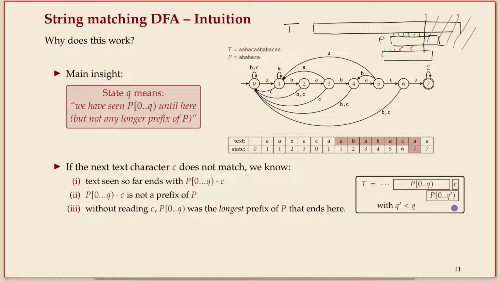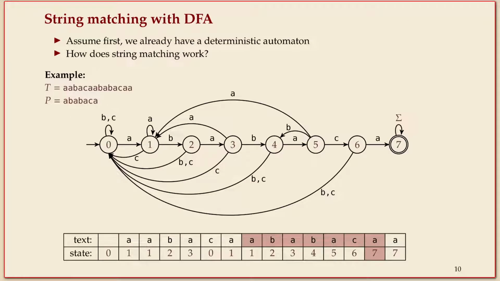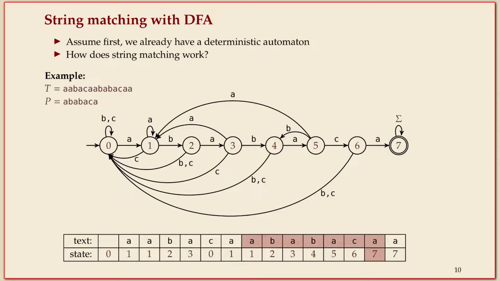Here's the picture in slightly nicer form, but that's explaining the next step. I think it's useful to go back to the example to a certain position. Let's say we look at this part. So we've seen the text up to here, and we're trying to put the pattern in partial overlap with this in the best possible way. How many characters can we match?